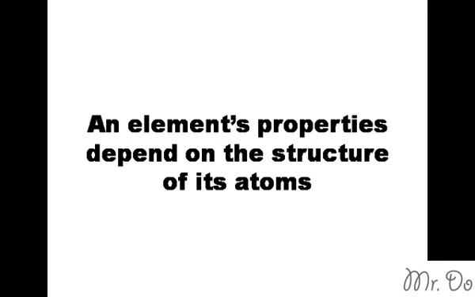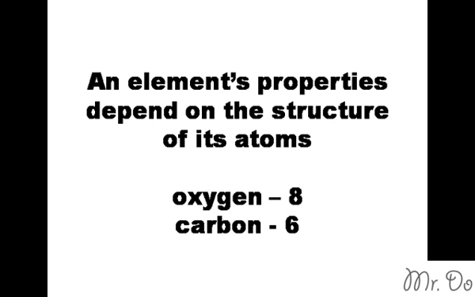An element's properties depend on the structure of its atoms. For example, if the atom has a proton number of 8, then it's called oxygen, and if it has a proton number of 6, then it's called carbon.